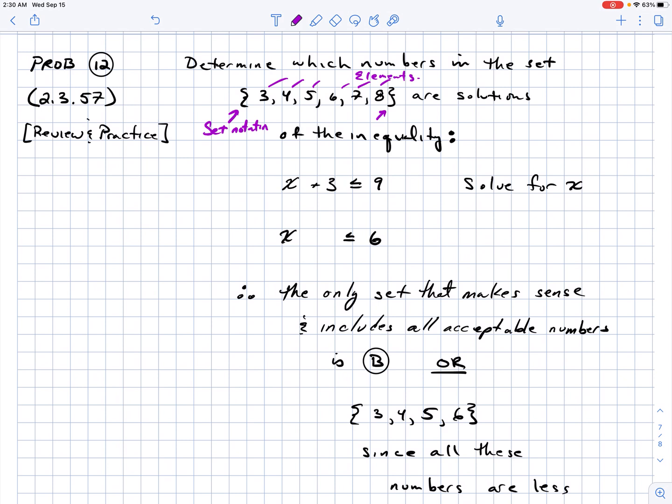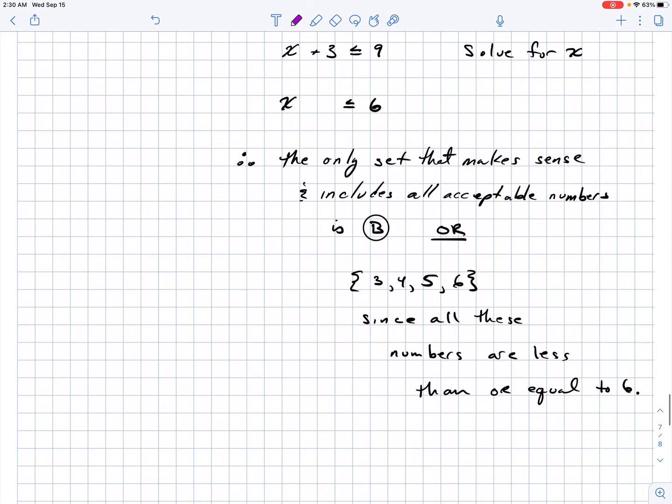And so I rewrote the problem. X minus 3 is less than or equal to 9. I solved it. We just subtracted 3 from both sides. So x has got to be less than or equal to 6. And the only choice was B, 3, 4, 5, and 6.